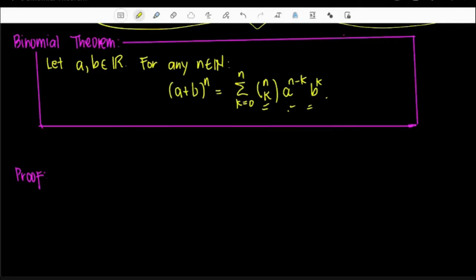So, let's say that this statement, let's call it P of n. The statement that says (a plus b) to the n is equal to the summation of n taken k, a to the n minus k, b to the k, running from 0 to n. Tawagin natin siyang P of n. So, we want to show that P of n is true for all integers n. So, paano natin gagawin yan?